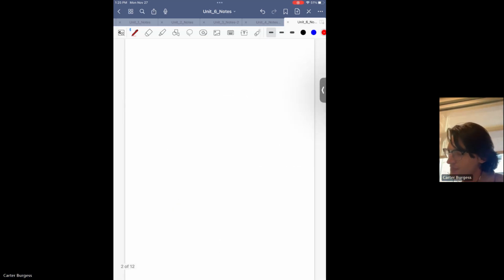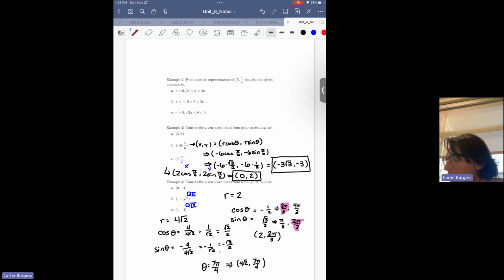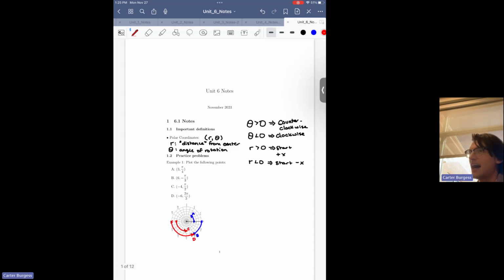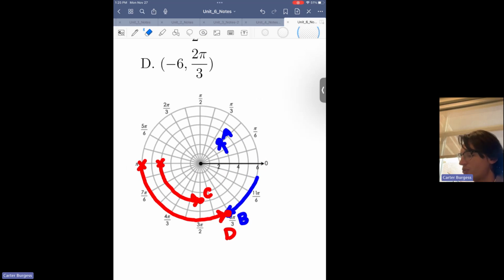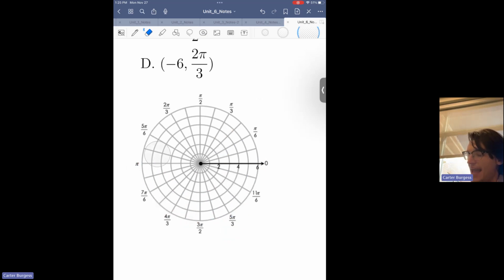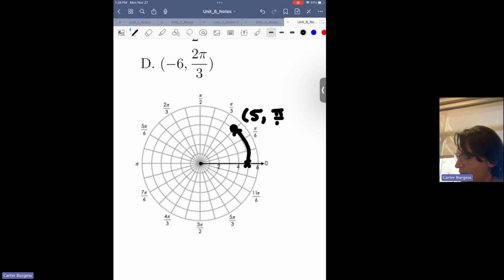So for example 2 asks us to find other representations of the point 5, 5 pi over 4. It gives us constraints on this, and I'm aware there are typos there that'll be cleaned up by the time you have your notes. But we are not going to worry too much about those constraints. We're just going to do this by hand, figure out what's going on with 5 pi over 4. So going out by 5, rotating by pi over 4, we are looking at this point here as 5, 5 pi over 4.